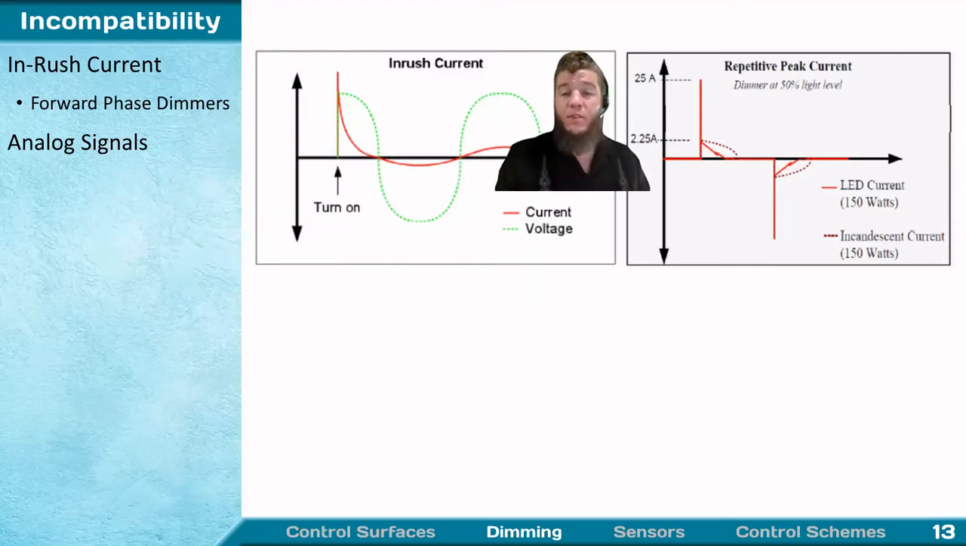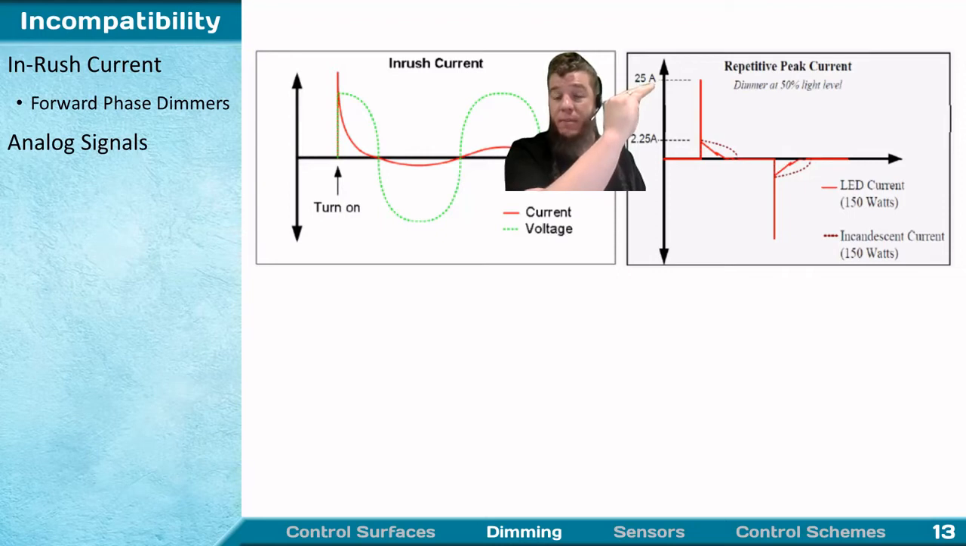Let's move over to this plot. You can see that the nominal current here at 2.25 amps is as much as 10 times lower than the inrush peak current. That can create real problems. It can trip your breaker, and it can really degrade the effectiveness of your LEDs.